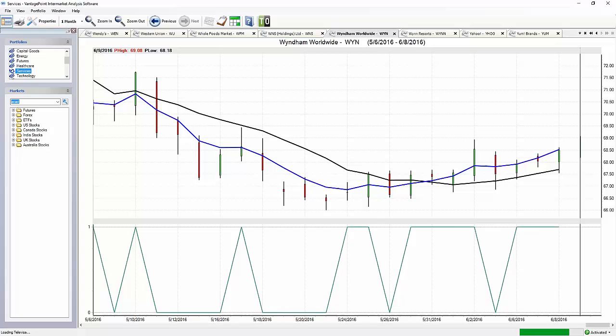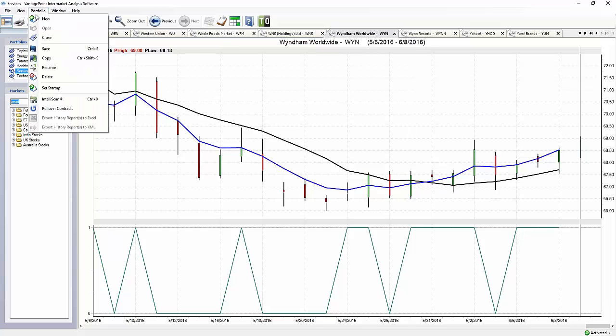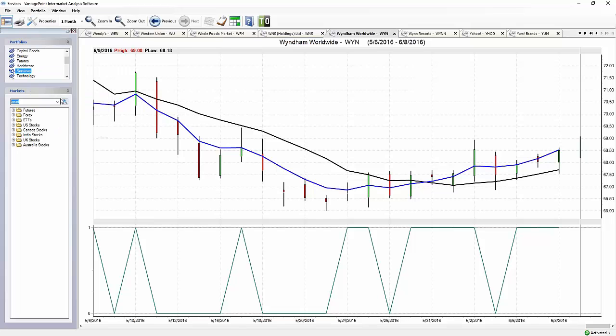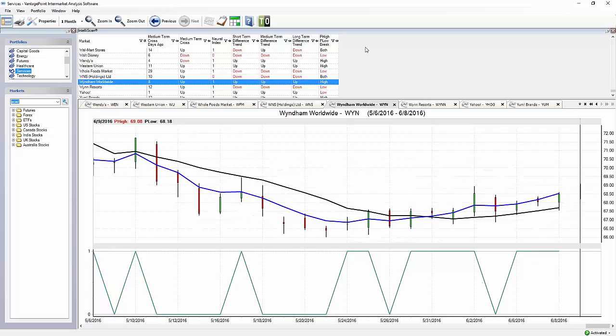Like I said, you're not going to have to flip through chart after chart after chart looking for opportunities where the blue line crosses above the black line. Each evening you're going to be able to very quickly scan through these features. So I'm going to go ahead and click Portfolio here and hit IntelliScan. This is what helps us drill down on all this information, and we can save all of this.